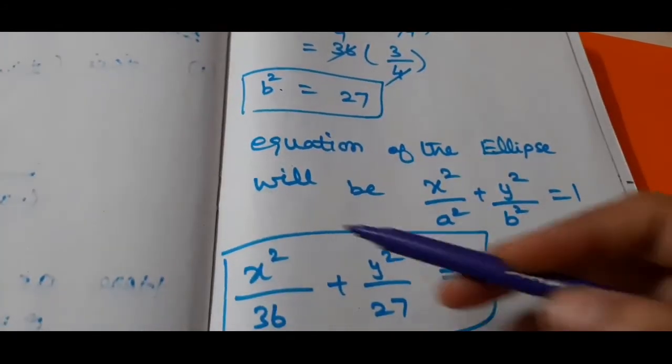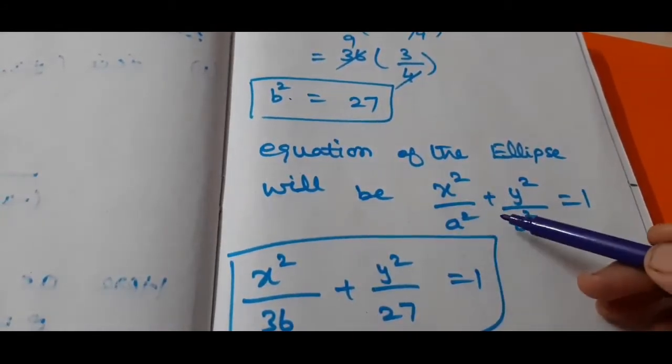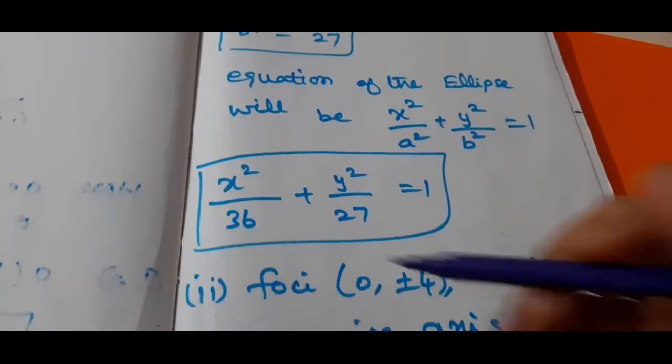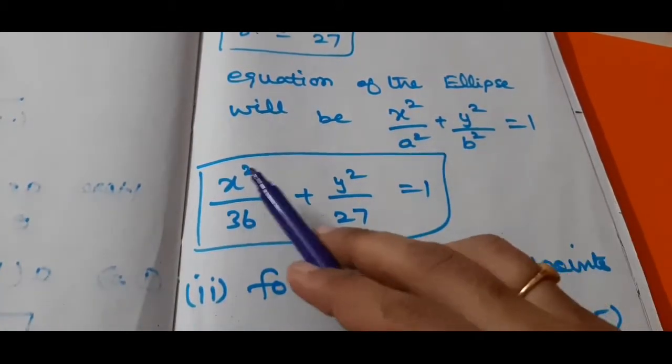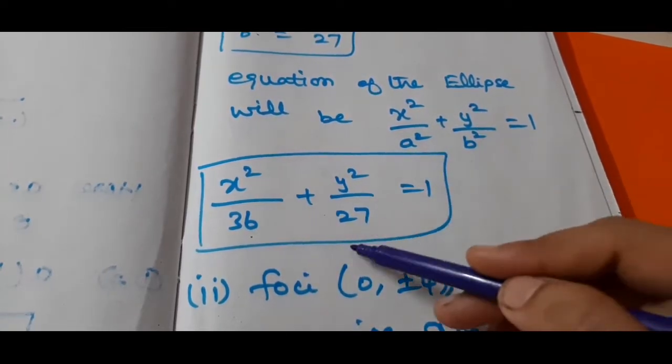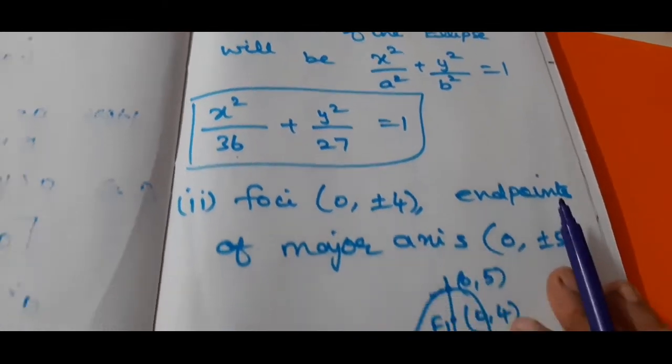Therefore, the equation of the ellipse will be x square by a square plus y square by b square is equal to 1. Therefore, instead of a square I can substitute 36, and instead of b square I can substitute 27.